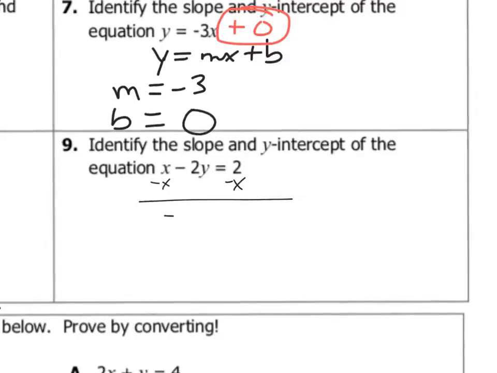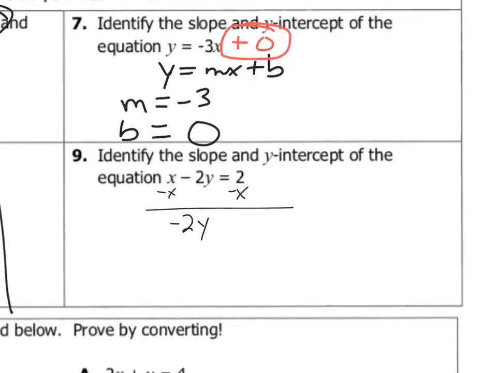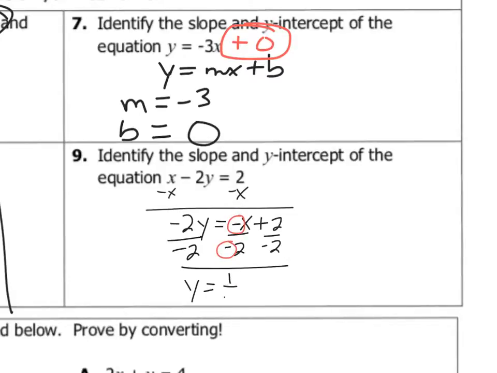And if you do that, you get negative 2y equals negative x plus 2. Then you would divide both sides by negative 2. And you would get y equals, here we have a negative and a negative, which would make this a positive 1/2. And then 2 divided by negative 2 is minus 1.